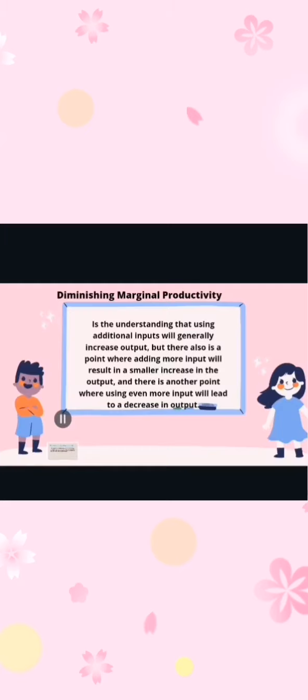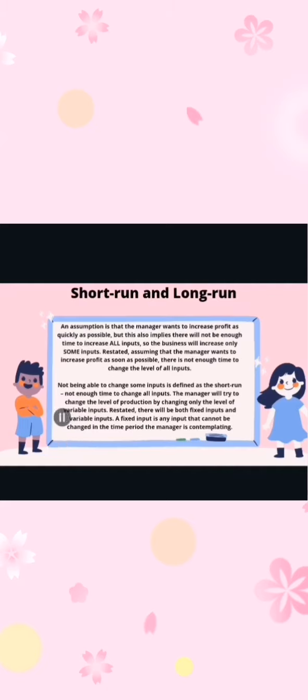So, diminishing marginal productivity. It is the understanding that using additional inputs will generally increase output. But there is also a point where adding more input will result in a smaller increase in the output. And there is another point where using even more input will lead to a decrease in output.